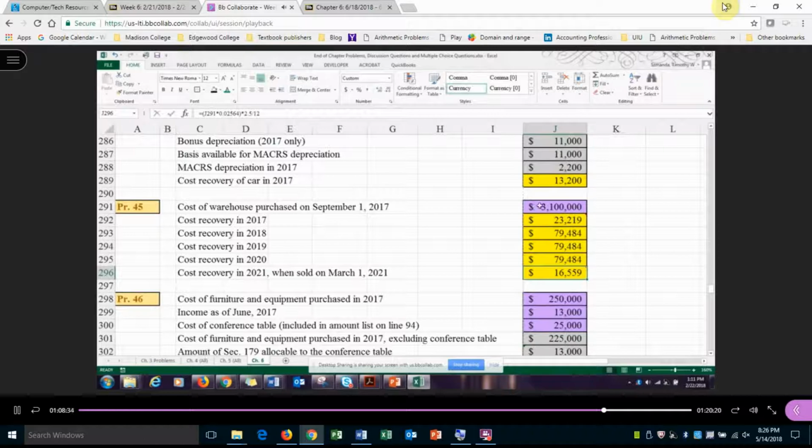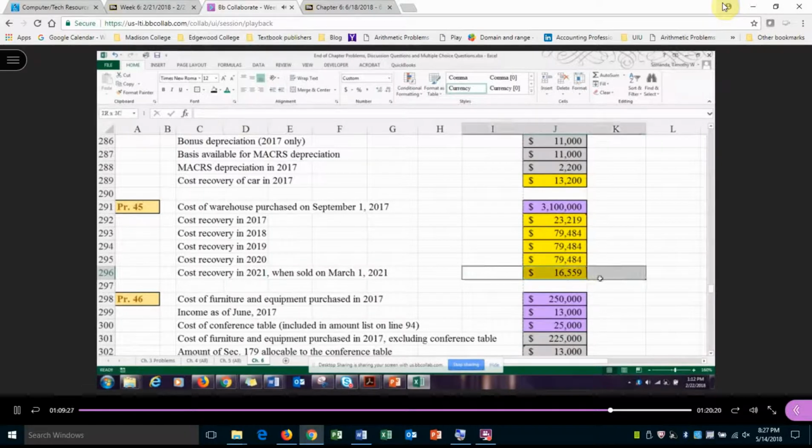So it'll be, in my example, 3,100,000 times 0.02564, as I said, times the 2.5 months we held the property divided by 12. That 2.5 months again is going to be all of January, all of February, and then half of March, because it's assumed using the mid-month convention that no matter when we bought or sold a property during the month, we're going to assume it was bought or sold in the middle of the month. So we're going to multiply the regular 79,484 by 2.5 months divided by 12 months, because we only held it 2.5 tax months of the year.